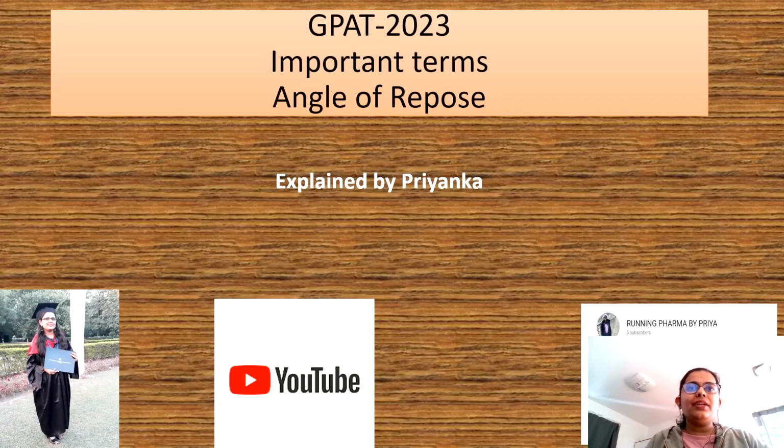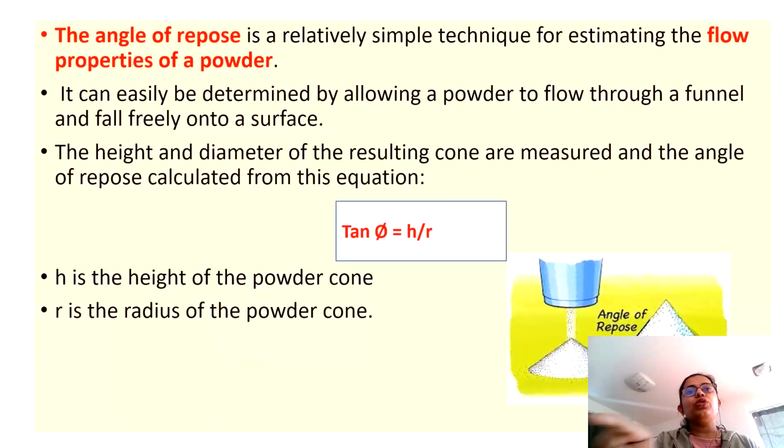Today I'm going to teach you about the terminology angle of repose, which is a very important term in pharmaceutics and is important for calculating the flow properties of powder. As you have performed the practicals related to powders in pharmaceutics, with the pile of powder you have calculated the angle of repose with the help of height and radius of that particular cone or pile, right?